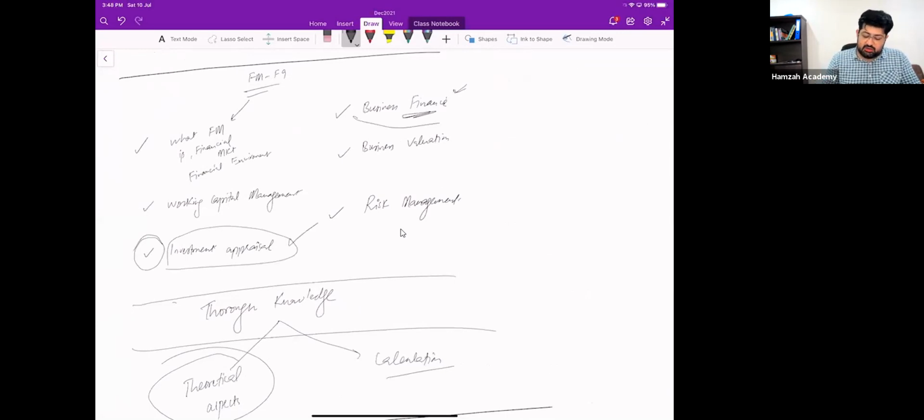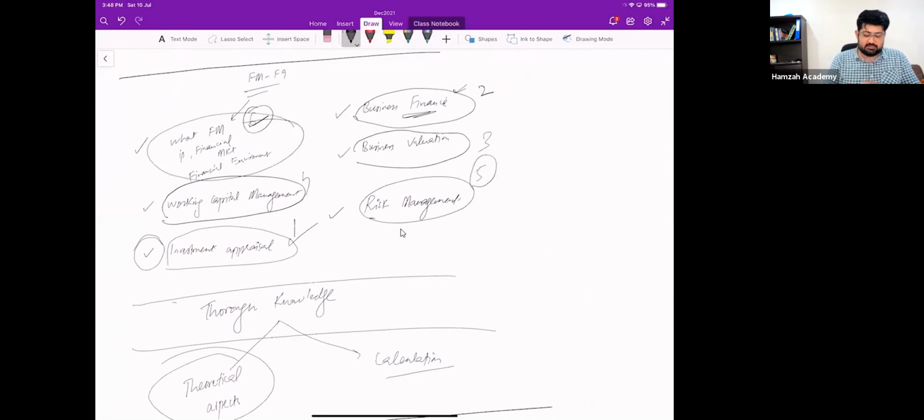Then I'll proceed to business finance, business valuation, working capital, and at the end will be risk management. So 1, 2, 3, 4, 5, and 6. This is the sequence which I will be following to go through your syllabus.